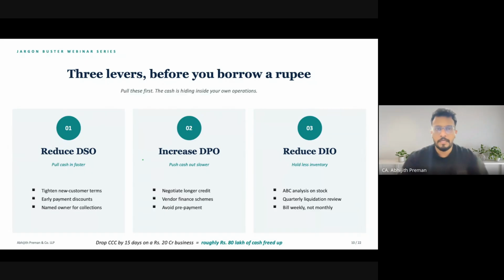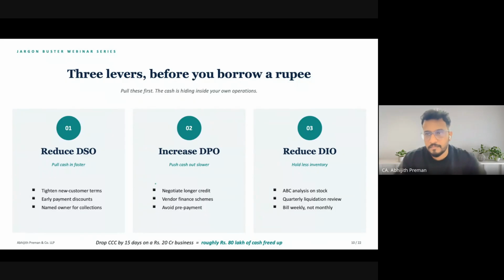Okay. Then increase DPO. Push cash out slower, which means that wherever you are onboarding with another creditor or vendor, ask them for more credit days. For example, if you have somebody whom you have been working with for a while and they have been giving you 30 days credit, ask them for 60 days credit. So that your cash flow would look much better.